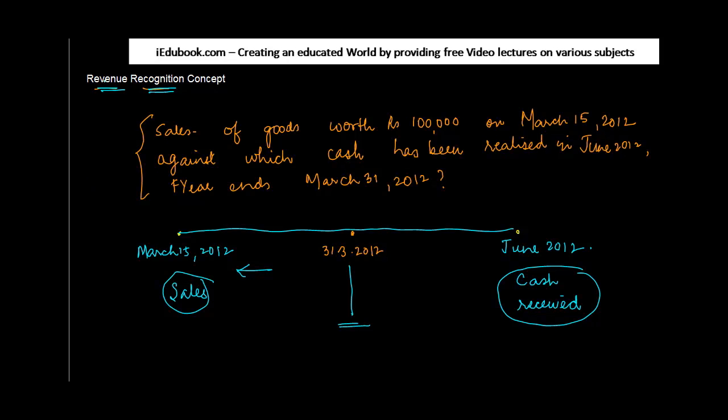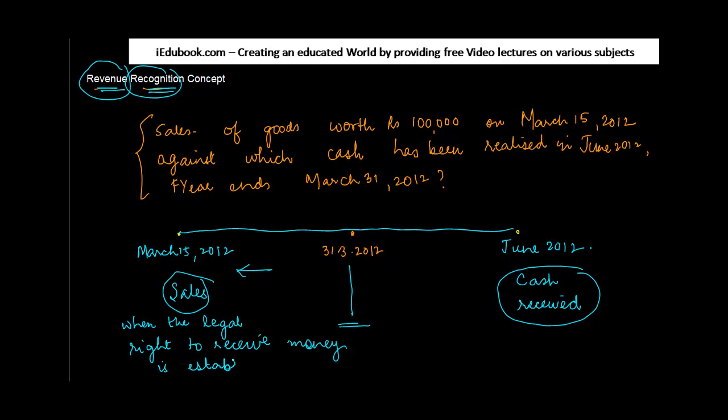And this is the question which is actually sought to be addressed by the revenue recognition concept. According to the revenue recognition concept, the revenue should be recognized when the legal right to receive money is established. Now what does this mean? So when you sell the goods, is it that you get a legal right to get the money from this buyer, or is it the day when you receive the cash that you get the legal right to receive the payment?